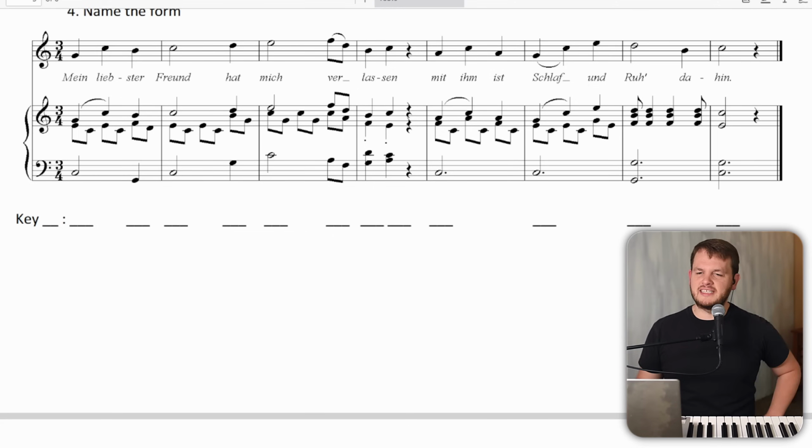So they want you to kind of write that stuff out. It also has some nice little German. "Mein liebster Freund hat mich verlassen. Mit ihm ist Schlaf und Ruhe dahin."